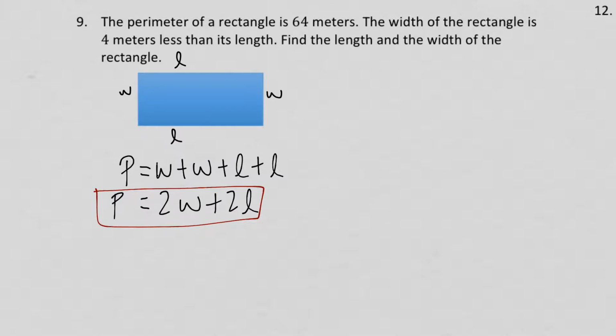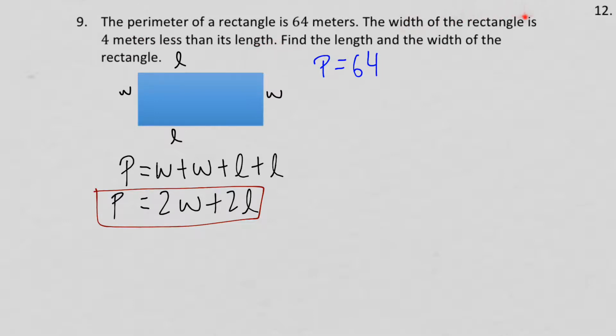Next, I need to read the problem and figure out what they told me. They told me that the perimeter is 64, so I'm going to write that down. P equals 64. That's going to help me a lot. What I'm going to do with that 64 is plug it in right here, because P is 64.